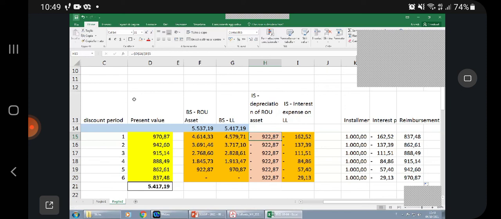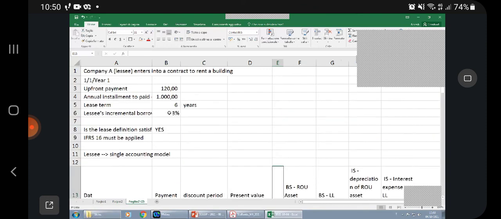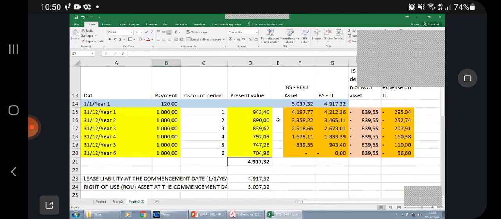I suggest you try to change something. For example, if you change the interest rate, keep in mind that the discount rate depends on the situation of the company and depends on the length of the lease term. It depends on the currency. If the discount rate is 6% instead of 3%, as you can see, figures are different.